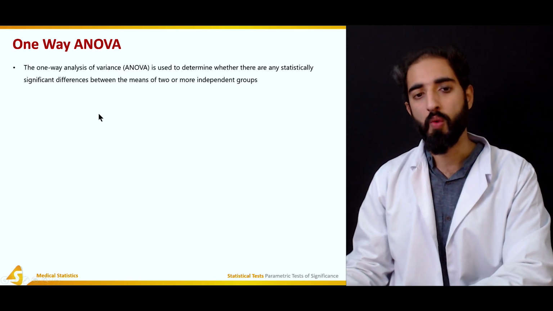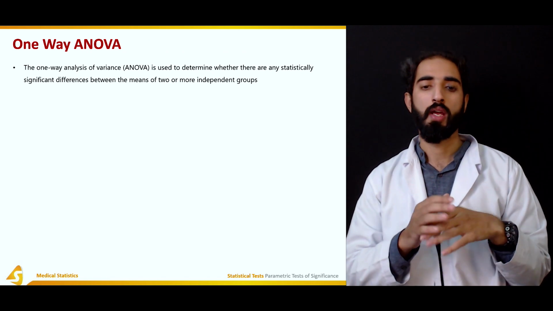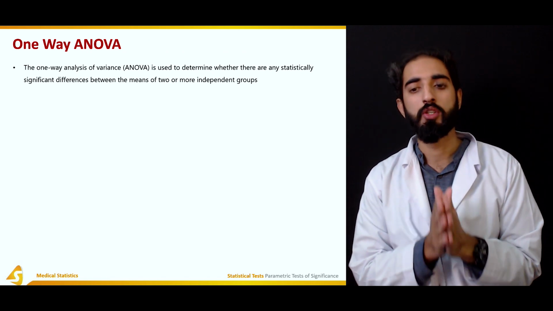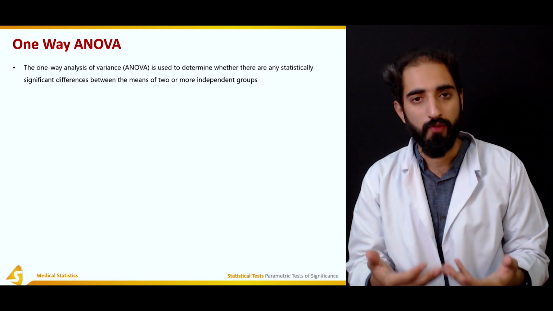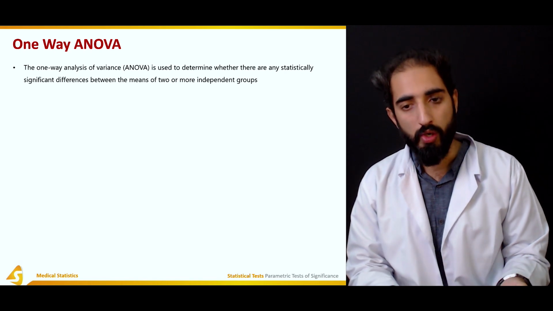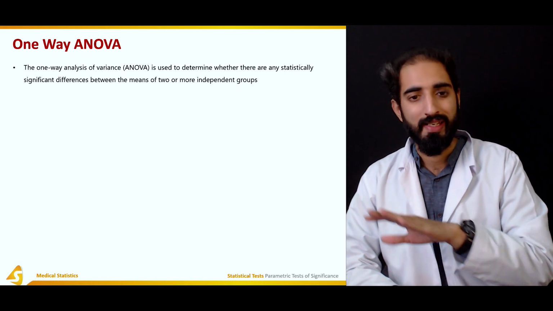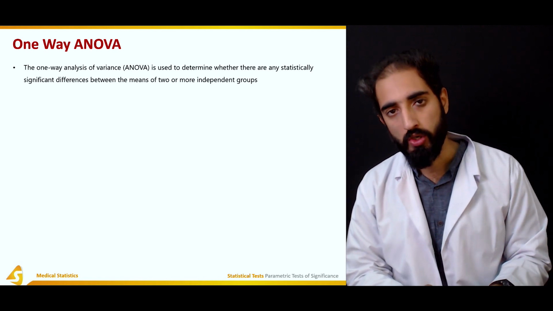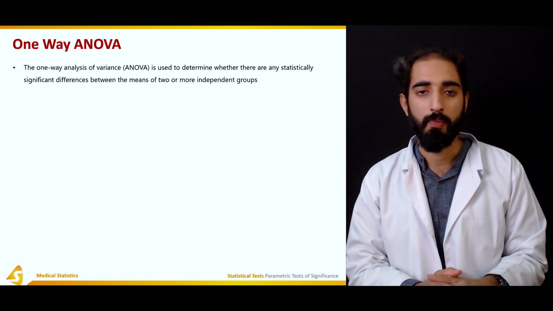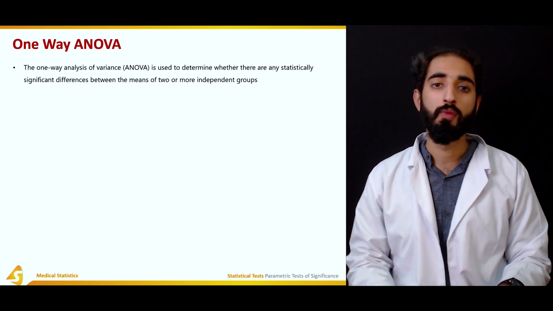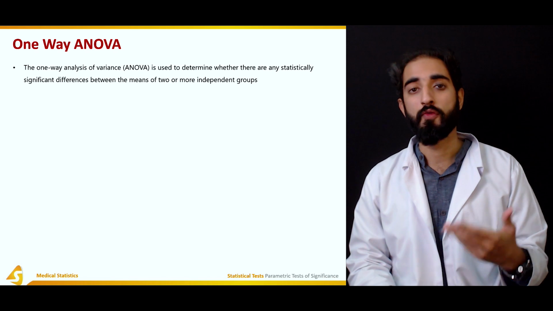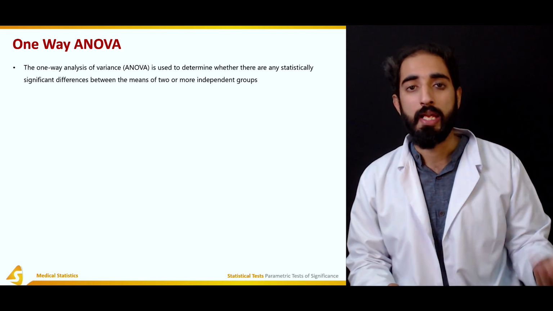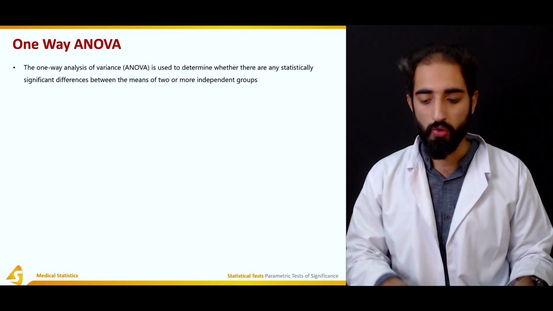Now, one-way ANOVA. One-way ANOVA, also known as one-way analysis of variance, is used to determine whether there are any statistically significant differences between the means of two or more independent groups. So it can be used in a similar fashion as the independent t-test for a parametric or normally distributed sample, but it is used when there are more than two groups, for example 3, 4, 5, 6 groups, because independent t-test can only be used when there are two groups.